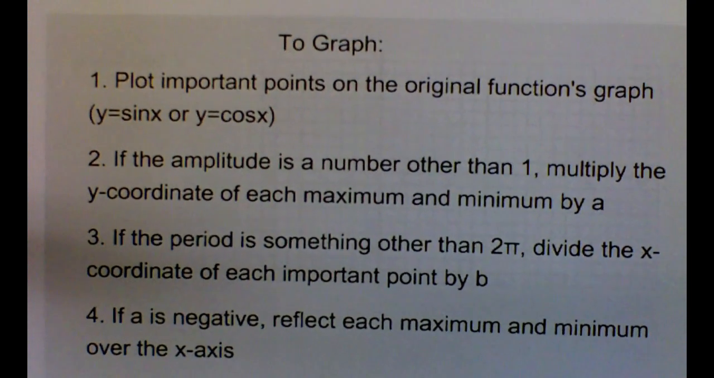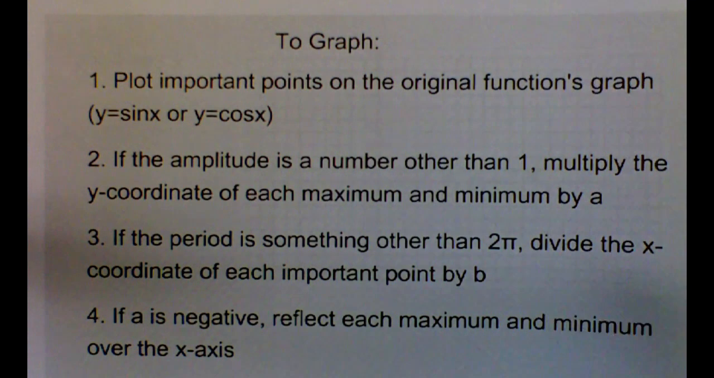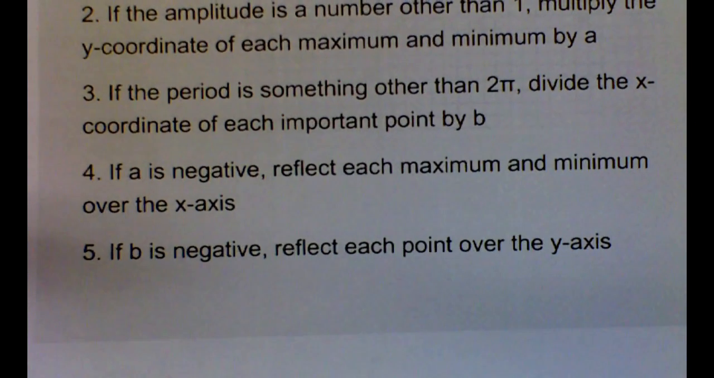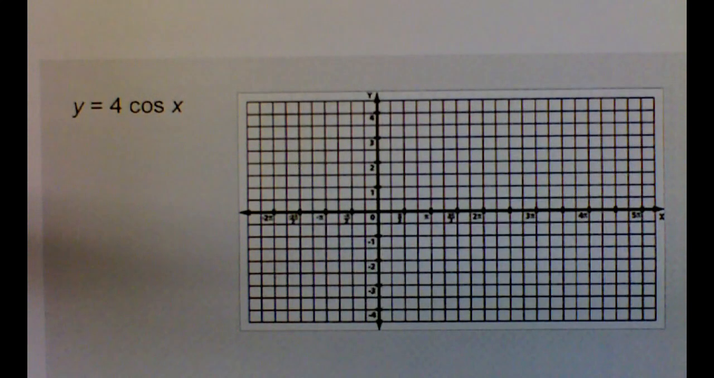To graph these functions, you're going to plot some important points on the original function's graph. If the amplitude is a number other than 1, multiply your y-coordinates of each max and min by whatever a is. If the period is something other than 2 pi, divide the x-coordinate of each point by b. And if a is negative, reflect the maximum and minimum values. If b is negative, reflect everything over the y-axis. There are other methods to go about this, though. We're going to talk about one that's a little different.